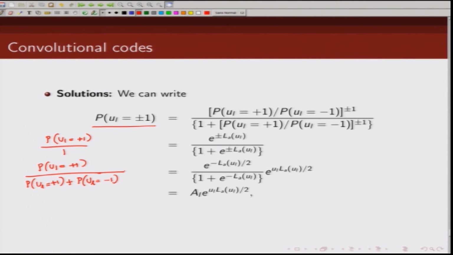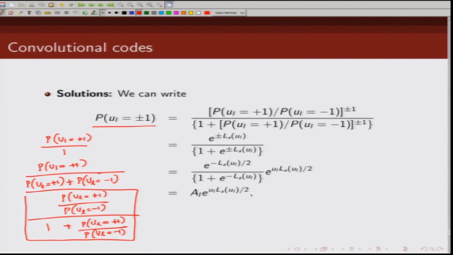Right? And if I divide by probability of UL being -1, then what I get is probability of UL being +1 by probability of UL being -1, over 1 plus probability of UL being +1 by probability of UL being -1. So, this is what I will get of the form here. You can see here the form for when UL is +1, I get probability of UL being +1 in this particular form.